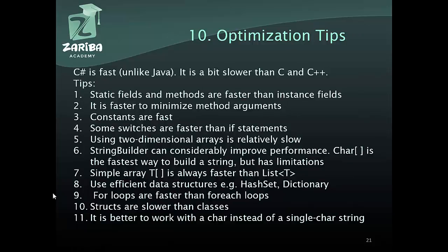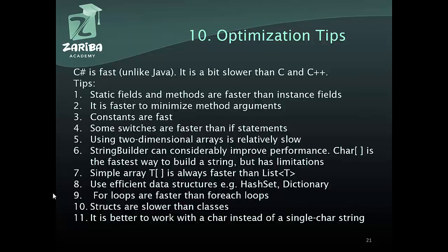Optimization tips. Okay, from what you should have remembered so far, optimization is not always needed, and you should not try to optimize as you go. But if you have the need to do this, here are some tips that can make your code slightly faster and sometimes a lot faster. Okay, static fields and methods are faster than instance fields. I have no idea why that is. I just trust the source.